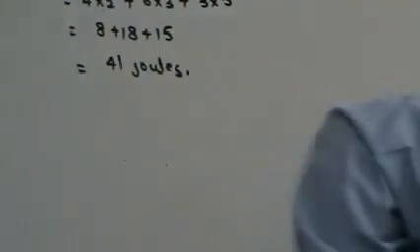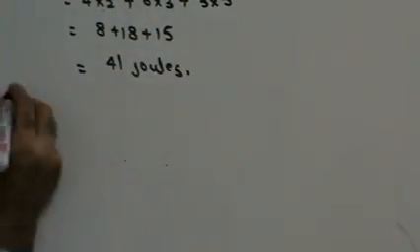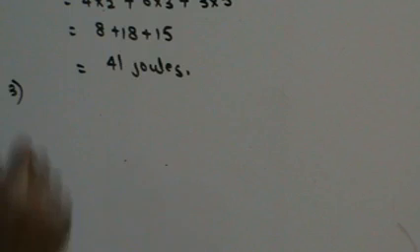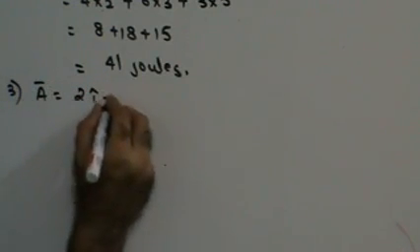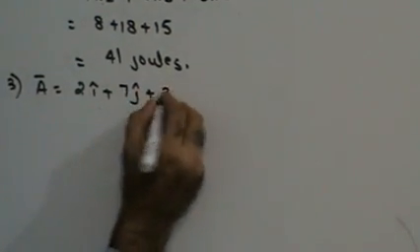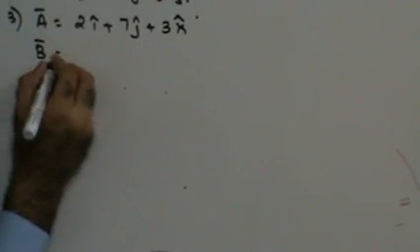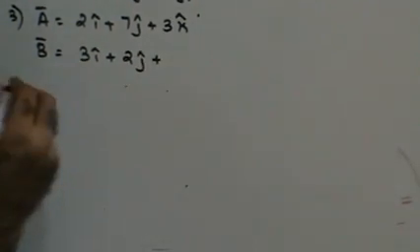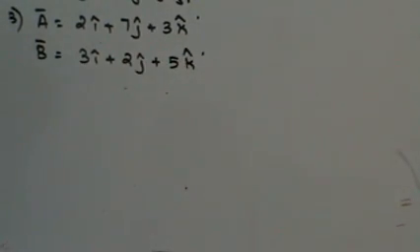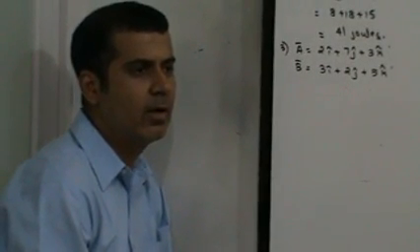Take down the next one, please. If A vector is equal to 2i plus 7j plus 3k and B vector is equal to 3i plus 2j plus 5k, find the component of A vector along B vector.